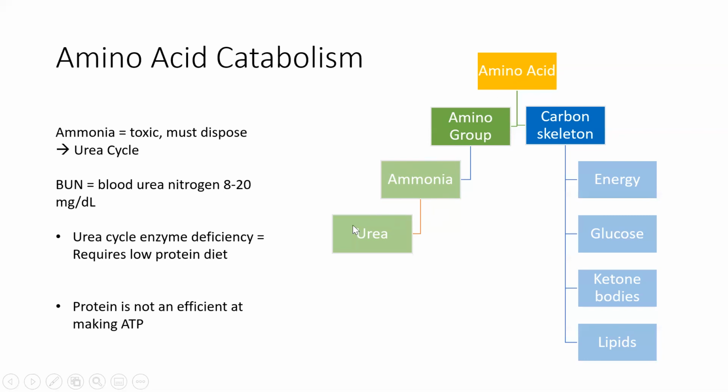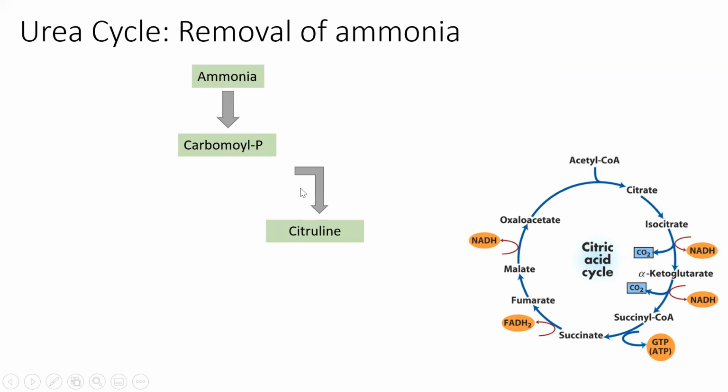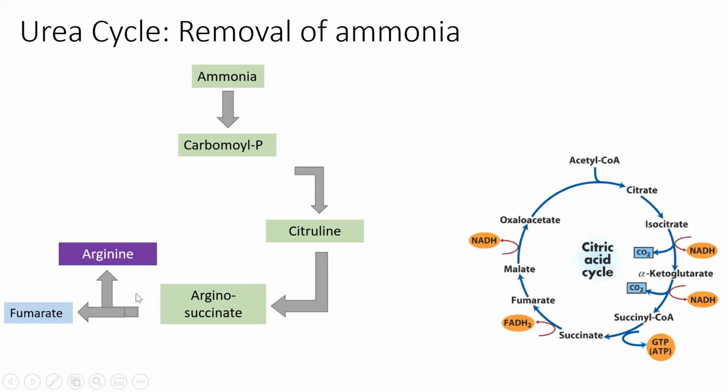So let's look at this step here in the green. We first are going to have ammonia. One thing to note is ultimately we are going to use the TCA cycle. We need 2 ATPs to convert ammonia to carbamoyl phosphate. Carbamoyl phosphate is then going to become citrulline, and citrulline becomes argininosuccinate. Then argininosuccinate splits into fumarate and arginine. You should recognize fumarate is a step in our Krebs cycle over here, and then arginine is an amino acid.